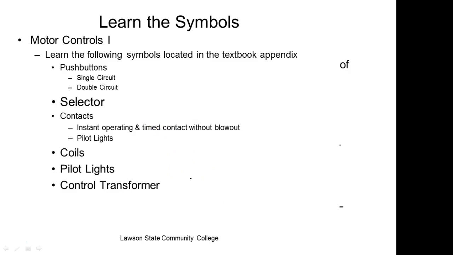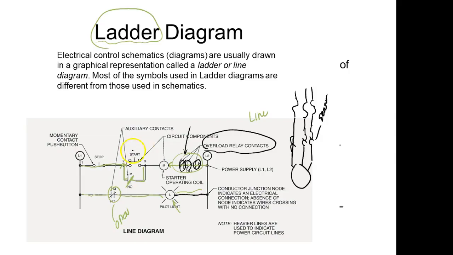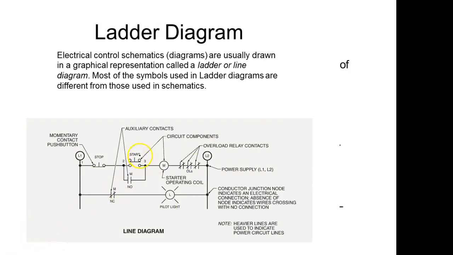So selector switches, coils, of course we already know that. Pilot lights, transformers, we're okay with that, right? Push button, single and double circuit. So this would be a double circuit right here. Do you see why? Because I have a terminal, I could bring another circuit in right there. This would be a double circuit push button because I have terminals at the top.